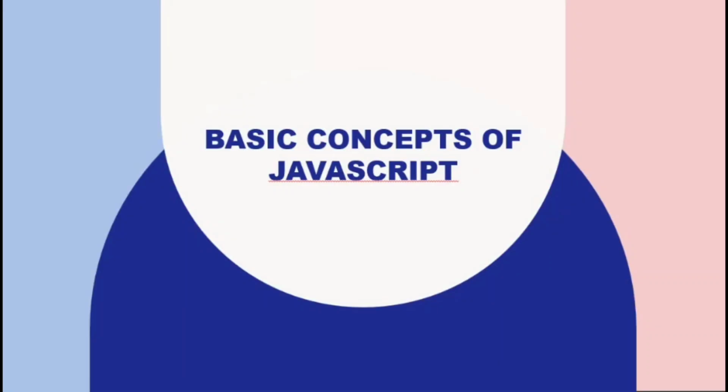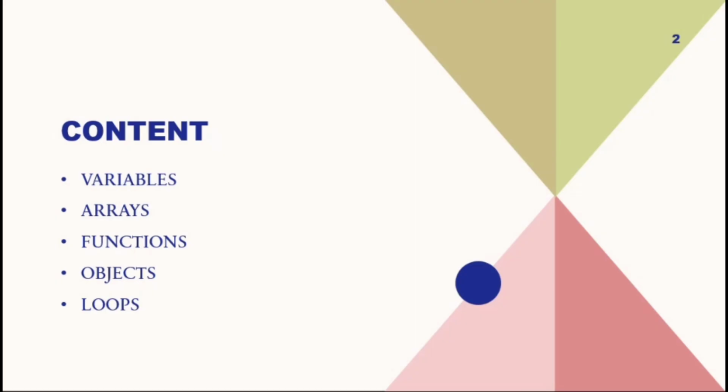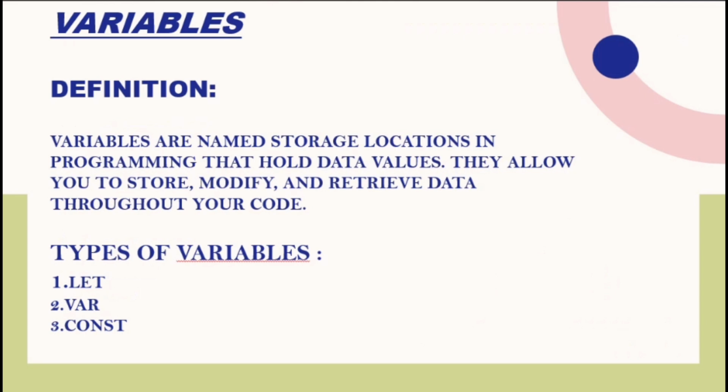I'm Pushpavalika. Today we are going to explore 5 fundamental JavaScript concepts that are essential for any developer. Those are variables, arrays, functions, objects, and loops. Now let's get started. Section 1: Variables.